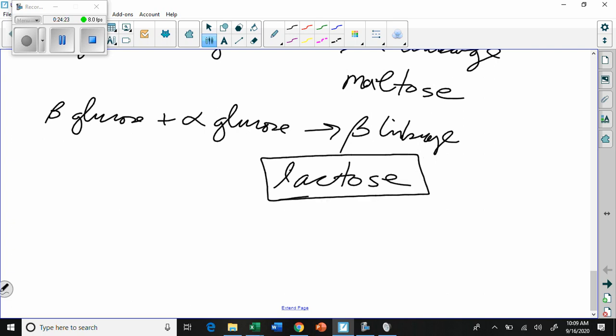Isomers getting together in different ways form different kinds of links. So the disaccharides are two sugar units linked together, and they can either link with a beta or an alpha linkage, depending on which isomers you're putting together.